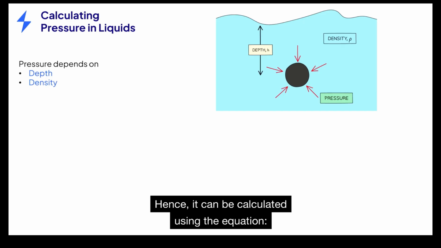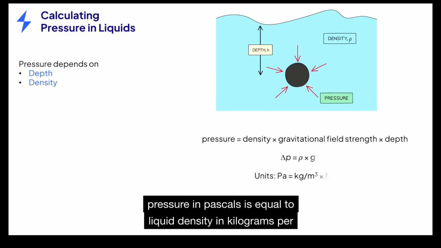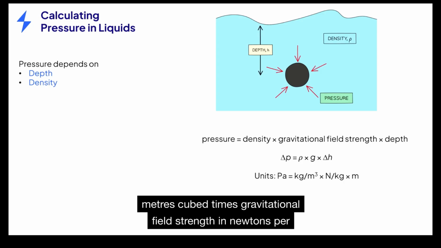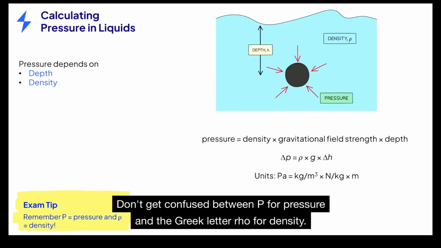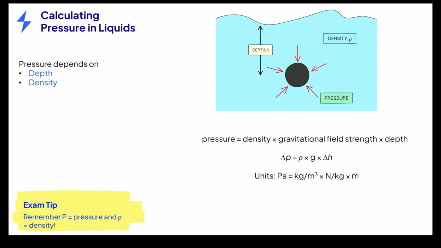Hence, it can be calculated using the equation: pressure in pascals is equal to liquid density in kilograms per meter cubed times gravitational field strength in newtons per kilogram times depth, h, in meters. Don't get confused between P for pressure and the Greek letter rho for density.